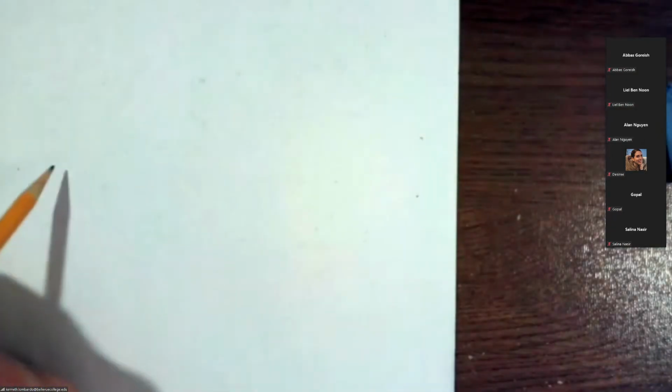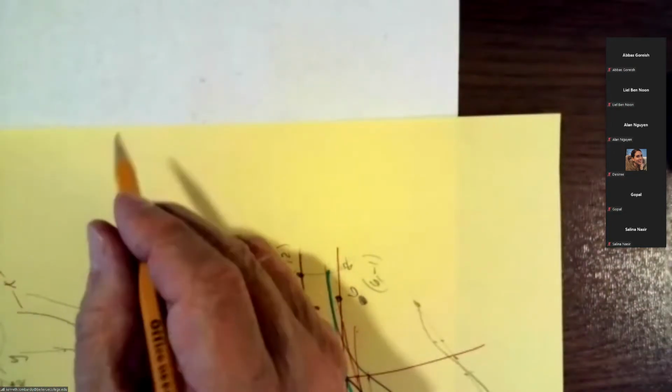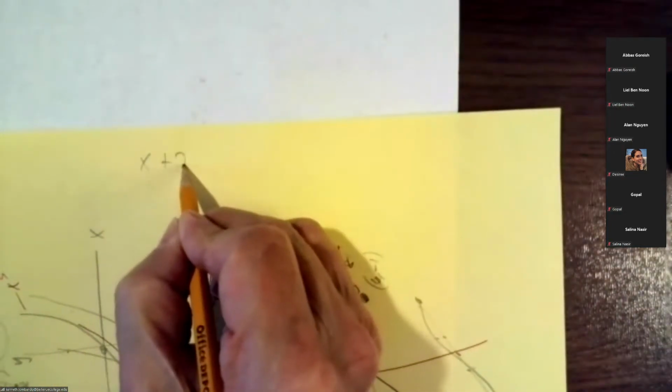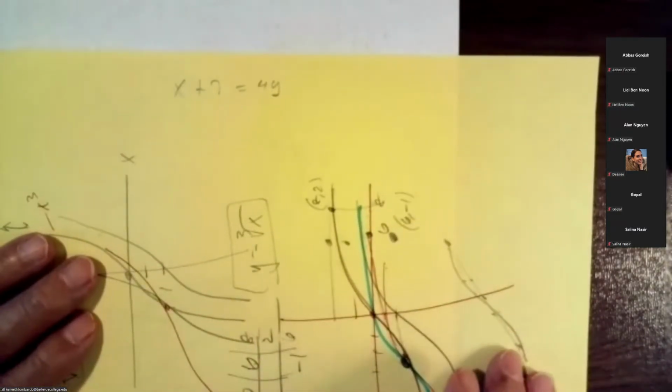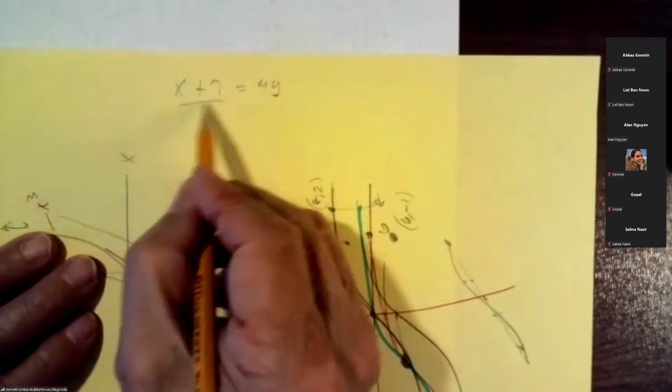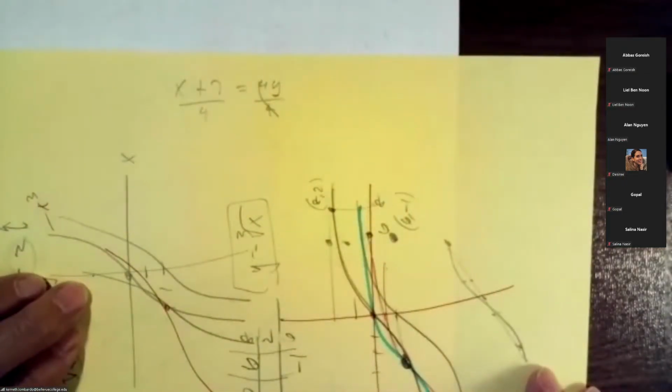You can forget this problem. If I just said x plus 7 equals 4y, and I said this is just an algebra problem, solve for y. Could you solve that for y? When you just divide by 4 both sides? That's correct. Oh, that's what you did, right? Yep. Oh, okay, I get it now. My bad. Thank you. Okay, no problem.